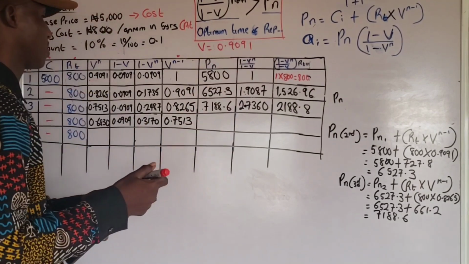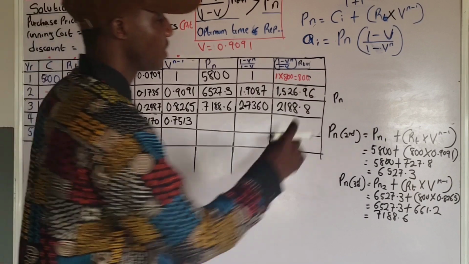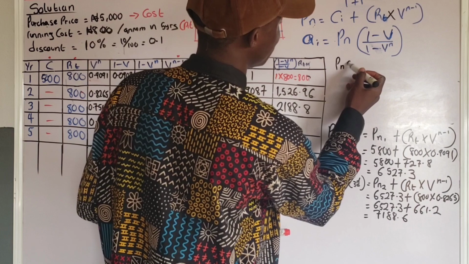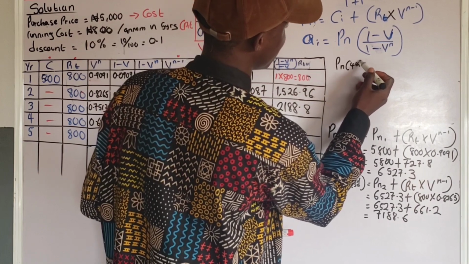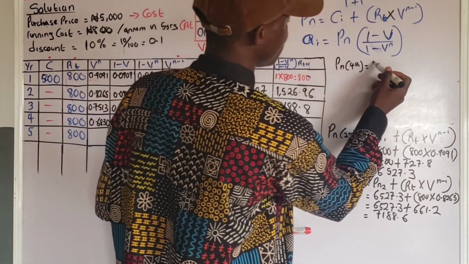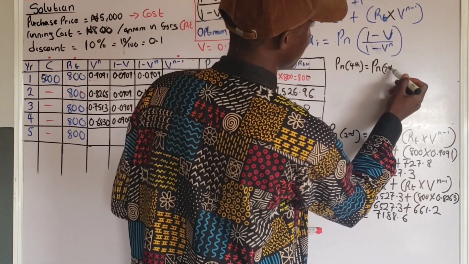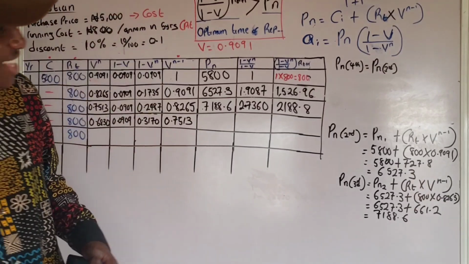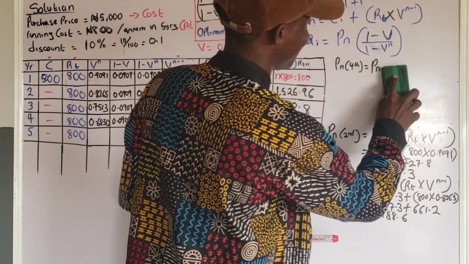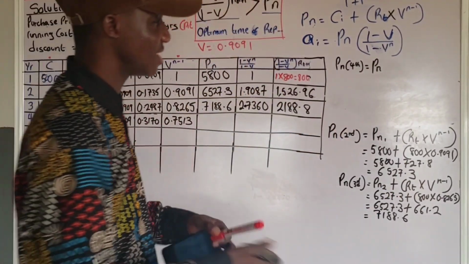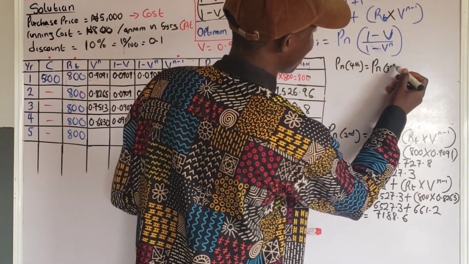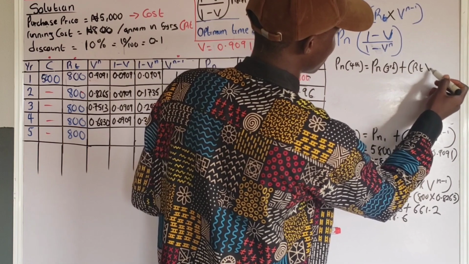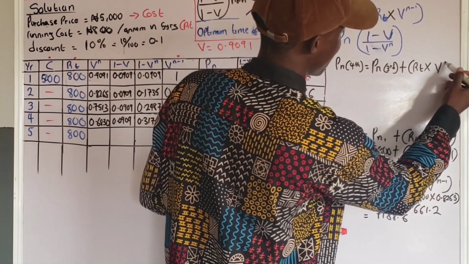0.9091. You understand? So now Pn of the fourth year, the present value of the total cost of the fourth year, is equal to Pn of the third year. This is third though. Please don't mind my writing, okay? Let me erase this. Let me write it clearly. It is third, plus RT multiplied by v raised to the power of n minus 1.